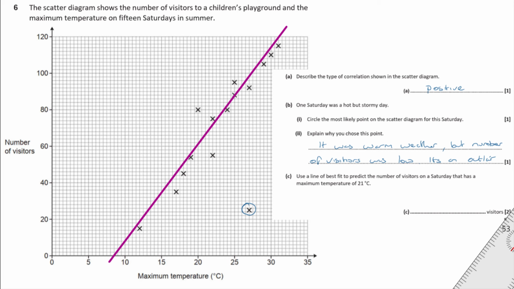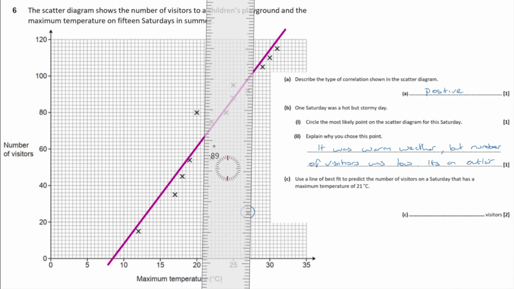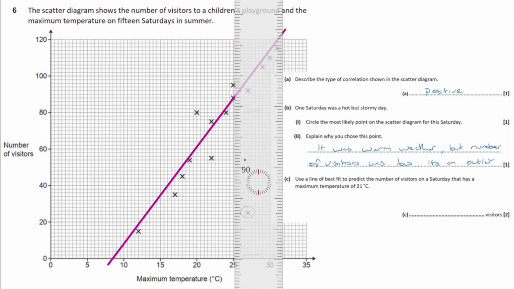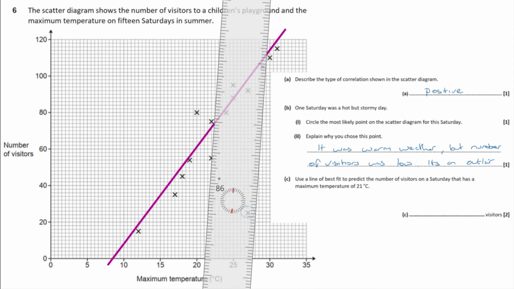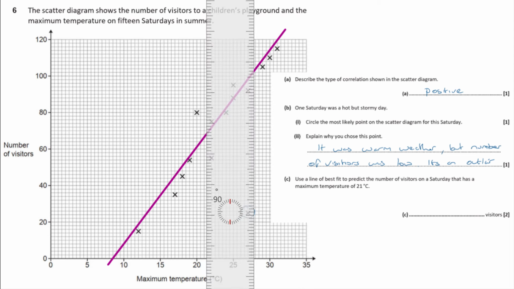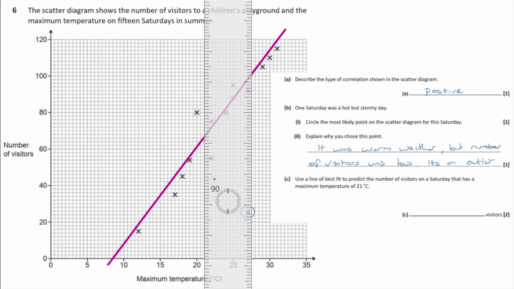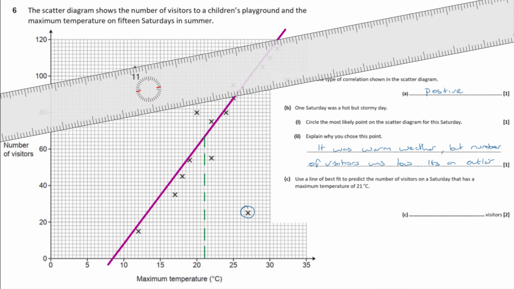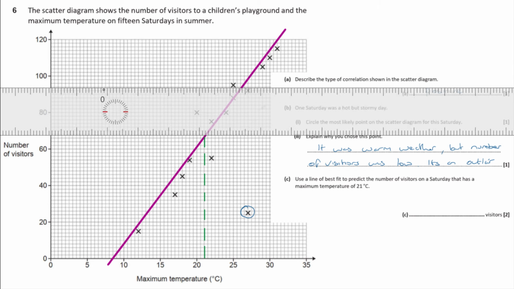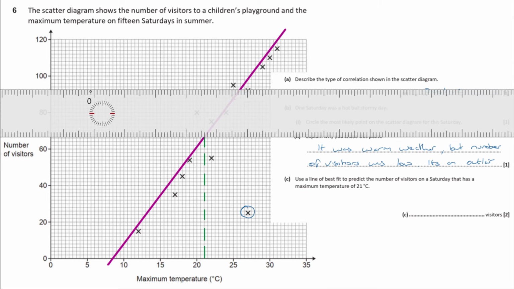Now, use your line of best fit to predict the number of visitors on a Saturday that has a maximum temperature of 21 degrees. So let's look up at 21 degrees then. So I've got like 10 little squares between 20 and 25. So 2 squares is going to be 1 unit. So 2 little squares above 20 is going to be 21. So I'm going to read up to my line of best fit from there. Okay, when I hit the curve, I'm going to change direction and I'm going to read across. And then hopefully that will tell me the number of visitors.